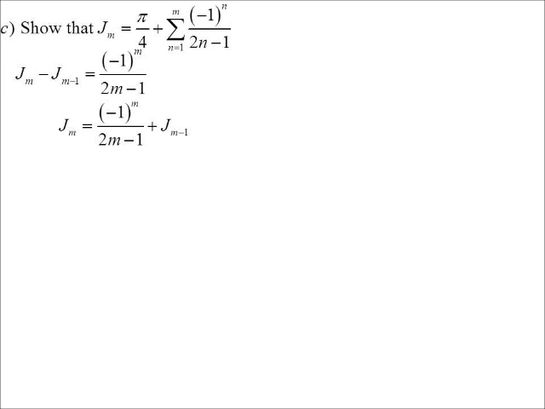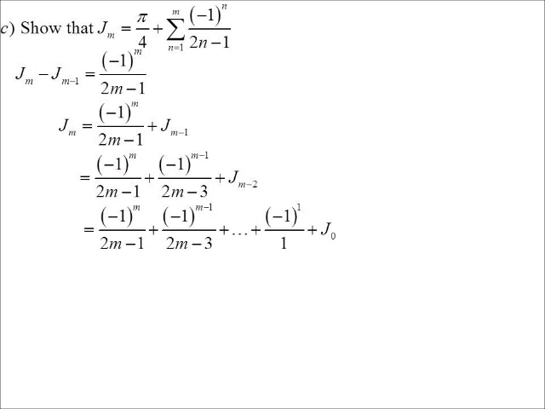But now I'm going to use the formula again. J_{m-1} will be (-1)^(m-1)/(2m-3) plus J_{m-2}. But now I'm going to use the formula again, and again, and again, and eventually I will get to a point where I get to J_0. So logically, if this is the fraction that ends up before J_{m-2}, then the fraction that comes before J_0 must be (-1)^1 over 1.